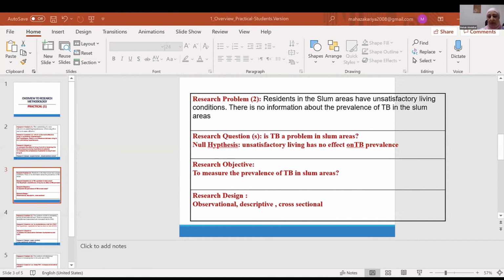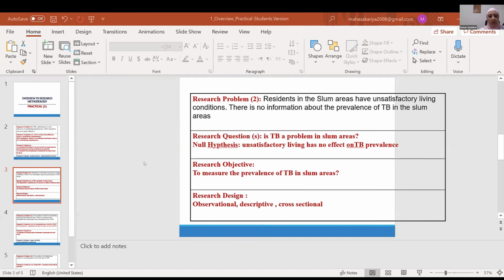For a research question, it was, is TB a problem in slum areas? And the null hypothesis was unsatisfactory living condition has no effect on TB prevalence. Objective: to measure the prevalence of TB in slum areas, and it's the same, observational descriptive cross-sectional study.